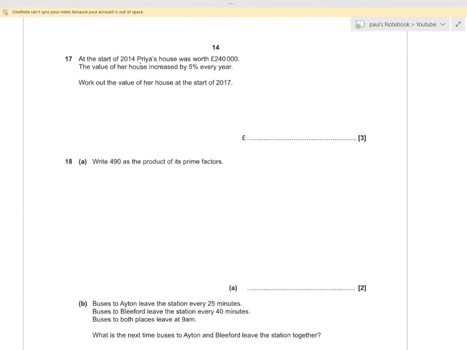At the start of 2014, Briar's house was worth that much. The value of a house increased by 5% every year. However, the value, so that's 3 years. So it's 240,000 times 1.05 to the power of 3. So 240,000 times 1.05 to the power of 3 is 277830.